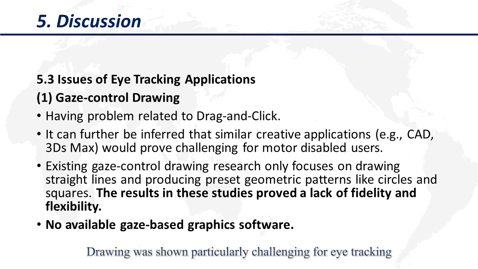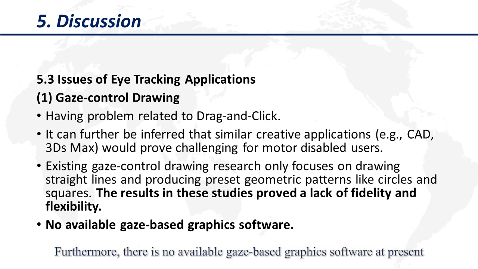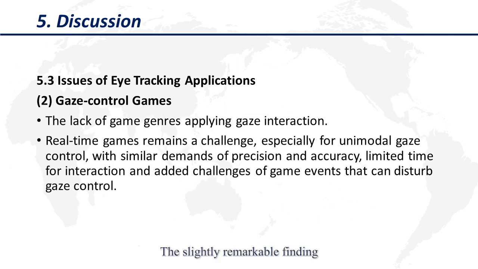Drawing was shown to be particularly challenging for eye tracking. It can further be inferred that similar creative applications, for example CAD and 3ds Max, would prove challenging for motor-disabled users. There are no approaches that can handle drawing tasks like hands. Furthermore, there is no available gaze-based graphics software at present. Thus, it is necessary to develop gaze-control drawing methods and improve the eye-tracking accessibility of graphics software. The slightly remarkable finding is the lack of game genres applying gaze interaction. For example, real-time games remain a challenge.